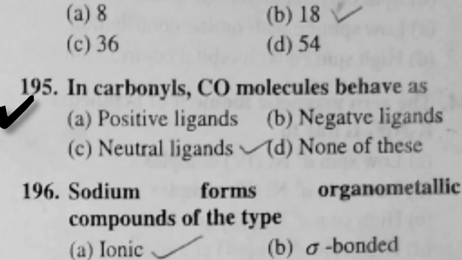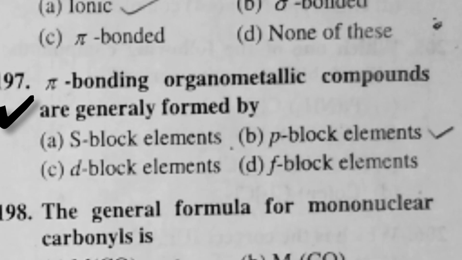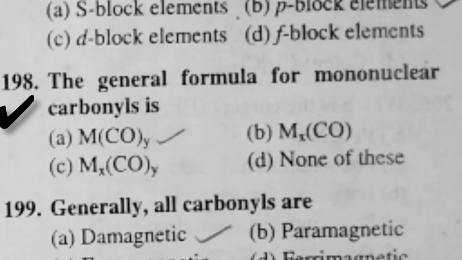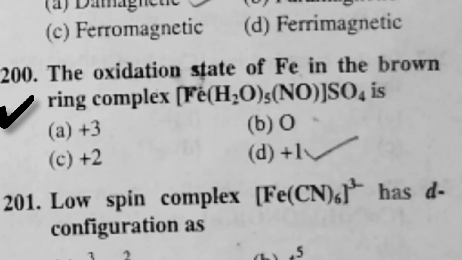In carbonyls, CO molecules behave as option C is right. Sodium forms organometallic compounds of the type option A is right. Pi bonding organometallic compounds are generally formed by option B is right. The general formula for mononuclear carbonyl is option A is right. Generally, the carbonyls are option A is right. The oxidation state of Fe in the brown ring complex, this is option D is right.